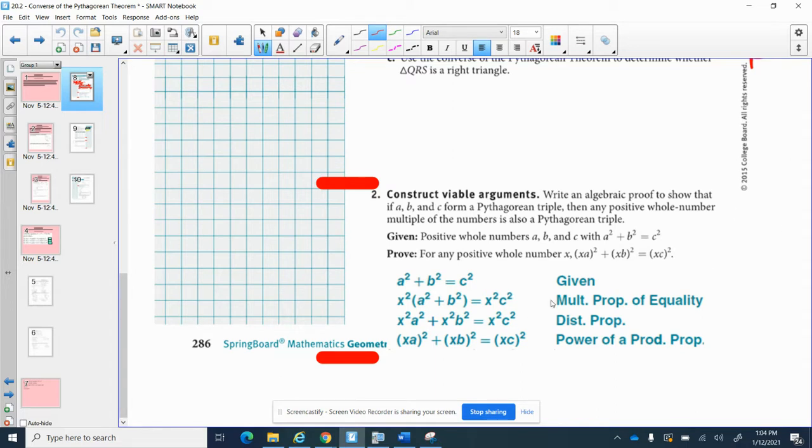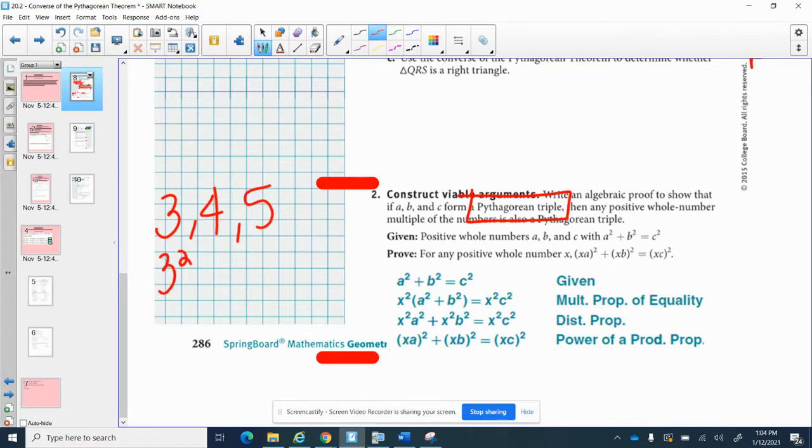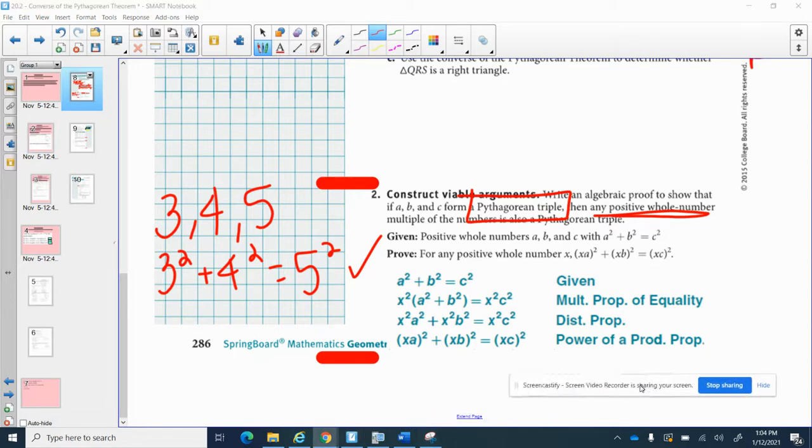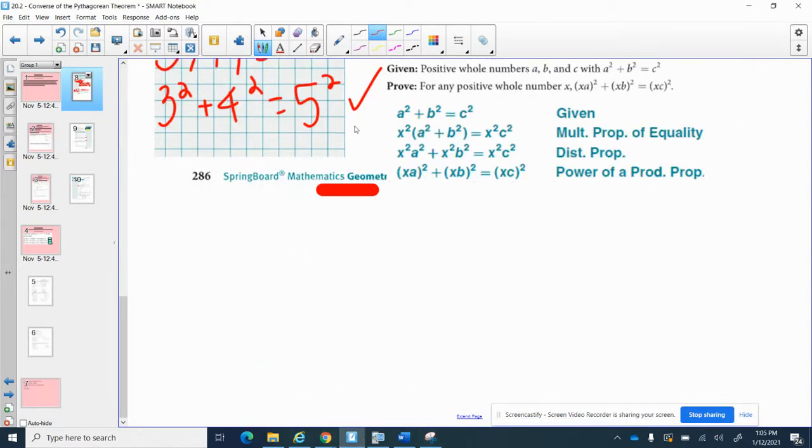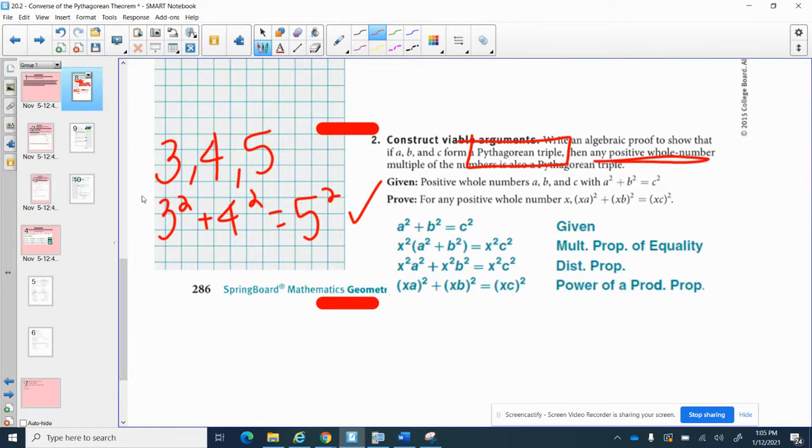Now something else that we talked about yesterday was the idea of a Pythagorean triple. That's when we have values, for instance, 3, 4, and 5. These are a Pythagorean triple because 3 squared plus 4 squared equaled 5 squared. Our Pythagorean triples are nice positive whole numbers that satisfy the Pythagorean theorem. Well, what this bottom piece talks about is that if you multiply all of those lengths by the same value, let's say 2, so now we have 6, 8, and 10, this is also going to be a Pythagorean triple.